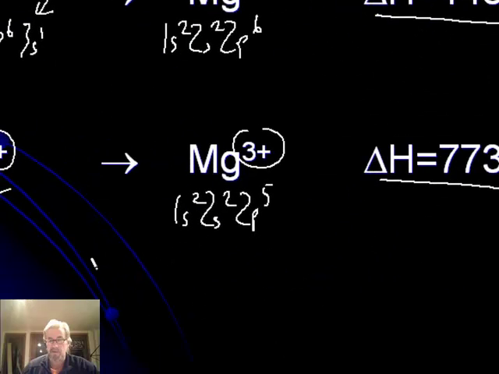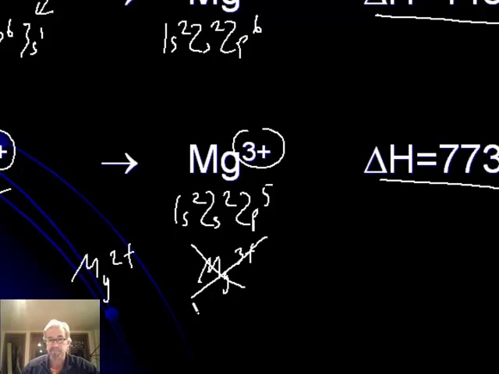So that explains why Mg2+, we see that all the time as an ion. Mg3+ is unheard of. This just doesn't happen. It takes too much energy.